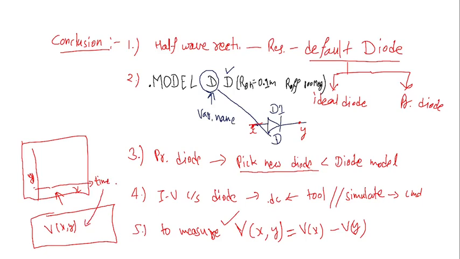Okay, so finally we have been able to make a diode, I mean an ideal diode, and we have been able to make or select a spice model of that diode. Okay, thank you.